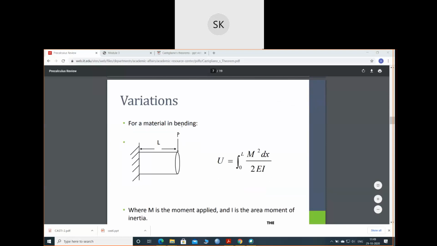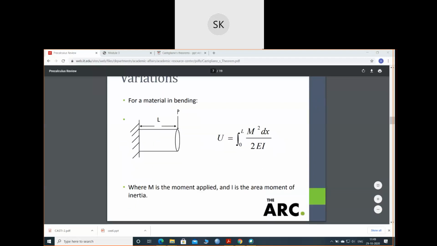Now this is for a material in bending. When the same material experiences bending, then your strain energy has the formula of M squared dx by 2EI, and the integration will be from 0 to L, where M is the moment applied and I is the area moment of inertia.